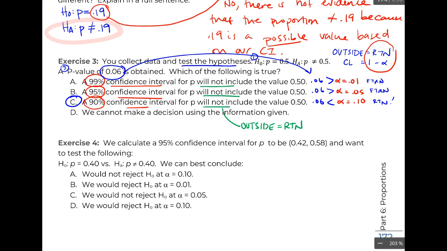All right, so the next one, we're given a confidence interval, right? And then it says we want to test the following. So again, we've got hypothesis testing and confidence intervals intermixed. And, well, we can go ahead and look and see 0.40, that would fall outside of our interval, so we would reject the null. And this is usually enough to answer most questions, unless I'm being tricky, as I am on this one. So we see here that we actually have two different answer choices that say we would reject.